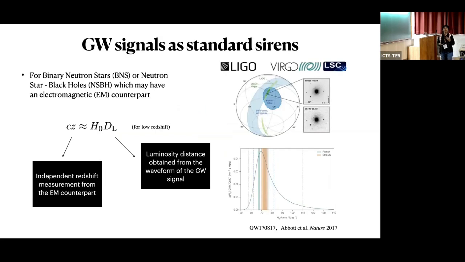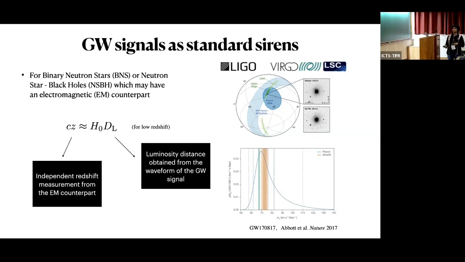Just for the sake of completeness, gravitational wave sources directly act as standardizable sources. Here they are called standard sirens, for obvious reasons. The idea is that if you have a binary neutron star or a neutron star and black hole, which can have an electromagnetic counterpart, that means you can identify its host galaxy in the EM data, and thereby get a measurement for the redshift. If you then combine that with the luminosity distance, which you can measure from the CBC signal itself, then you can directly get a measurement of H0.